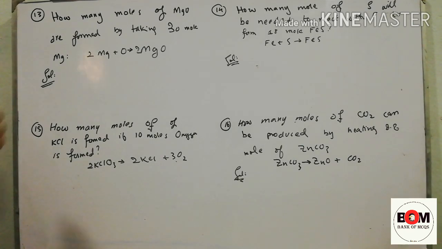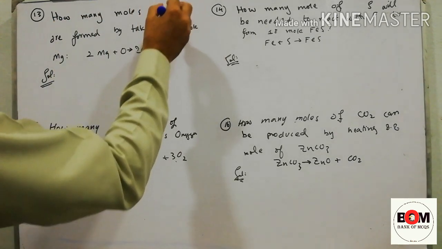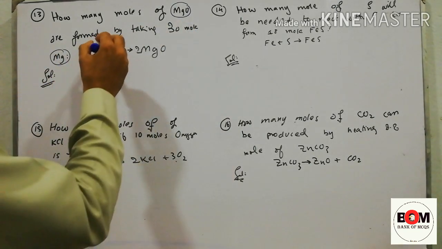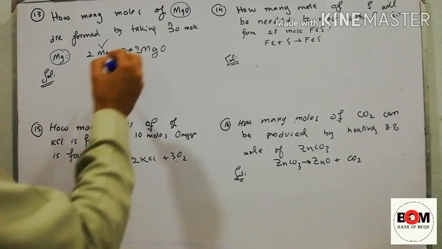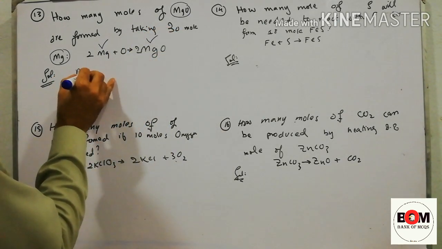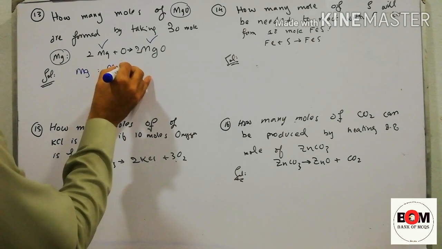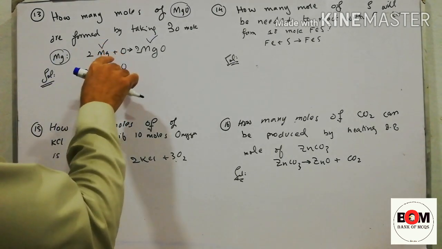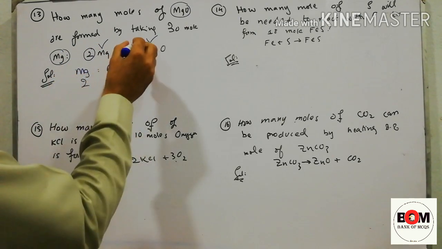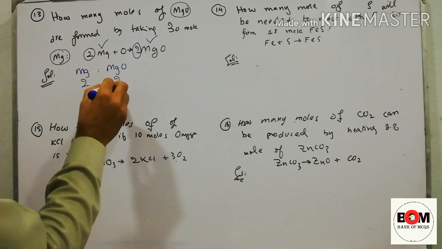MCQ number 13 is, how many moles of MgO can be formed by taking 30 moles of Mg? They have asked for MgO and they have given 30 moles Mg. So the two quantities selected are Mg, which is given, and MgO, which is asked. So we will select the Mg to MgO ratio. Next, we will select the two ratio from the equation. Like we know that 2 moles Mg forms 2 moles MgO.